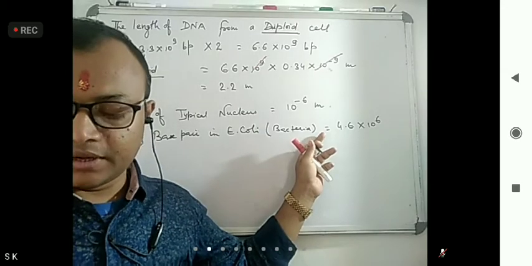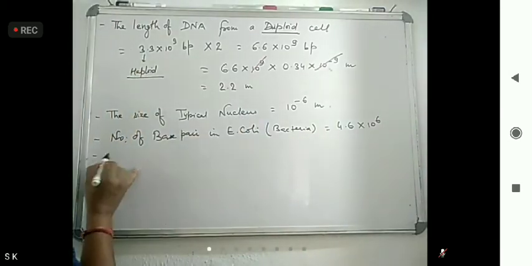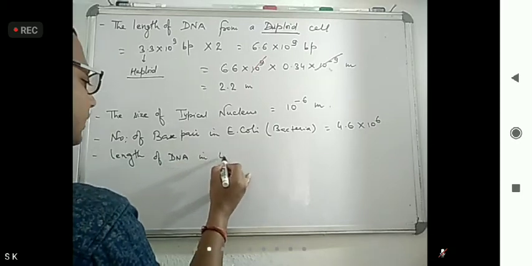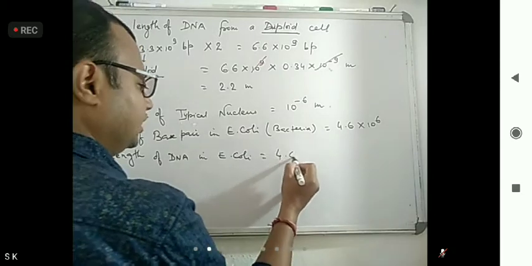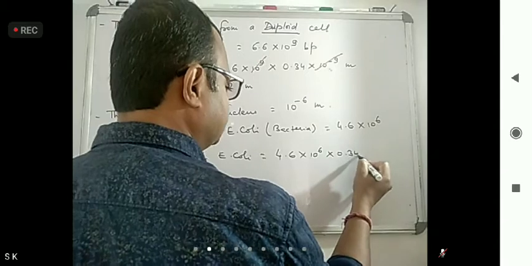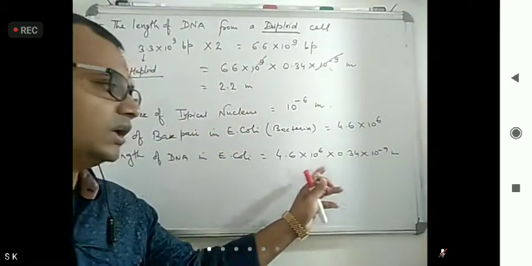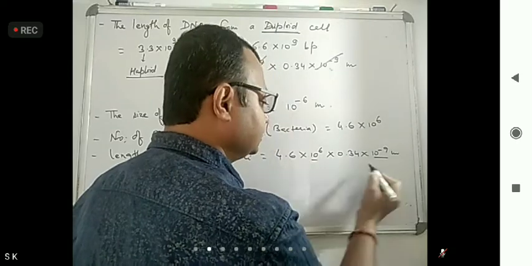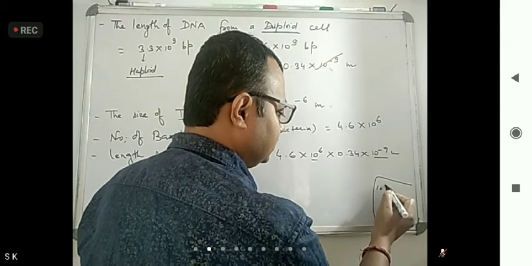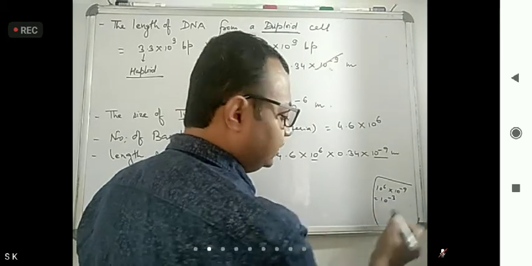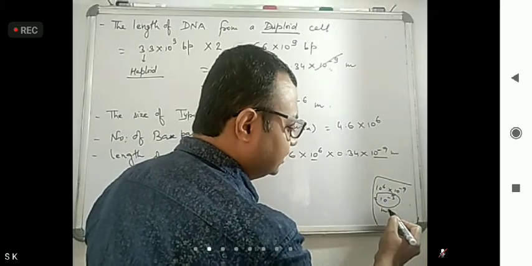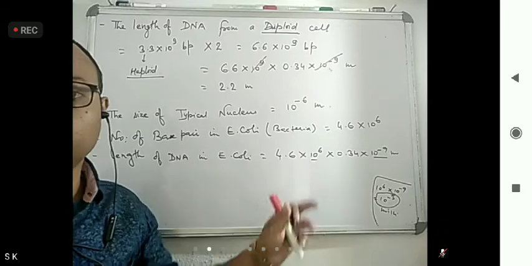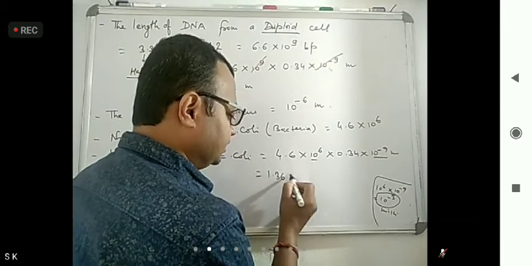And if we are taking their length, so length of DNA in E. coli. So what will come? 4.6 into 10 to the power 6 into 0.34 into 10 to the power minus 9 meter. Here 10 to the power 6 into 10 to the power minus 9 will come 10 to the power minus 3. And minus 3 what we can write? Milli. So if we are multiplying 4.6 into 0.34, it will come 1.36, and here it will come what?